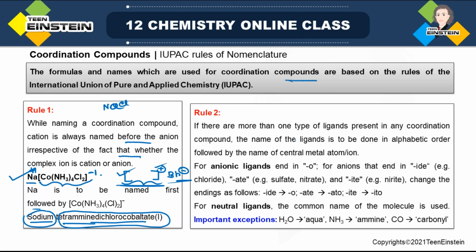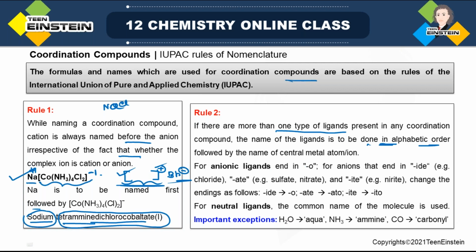Second rule. There may be more than one type of ligand, and that is the most common thing you will see. So just take the previous example. Here cobalt has two different types of ligand, ammonia as well as Cl. So when there is more than one type of ligand present in any coordination compound, the names of the ligands are to be written in alphabetical order.